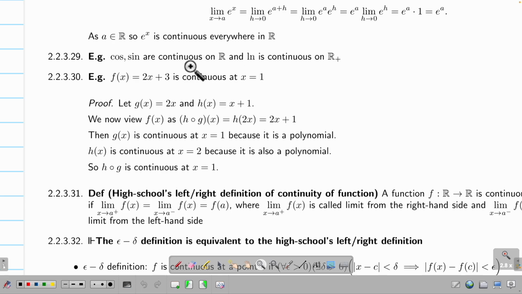And you can do the same trick to prove sine and cosine. And again, now I have this 2x plus 3. This is the fourth time we see this. How do you prove this guy is continuous?